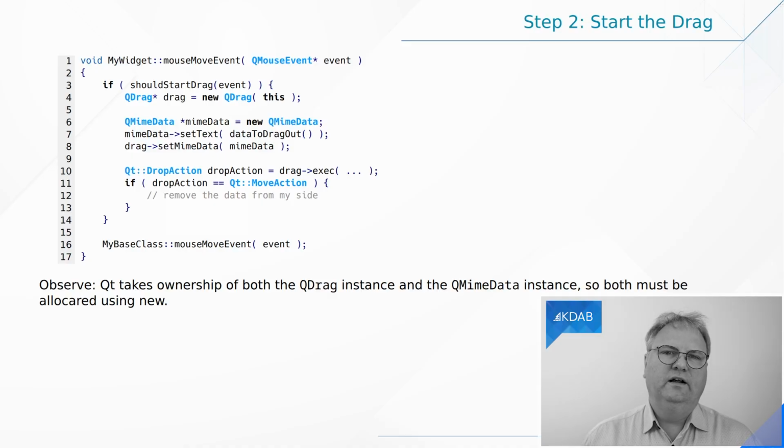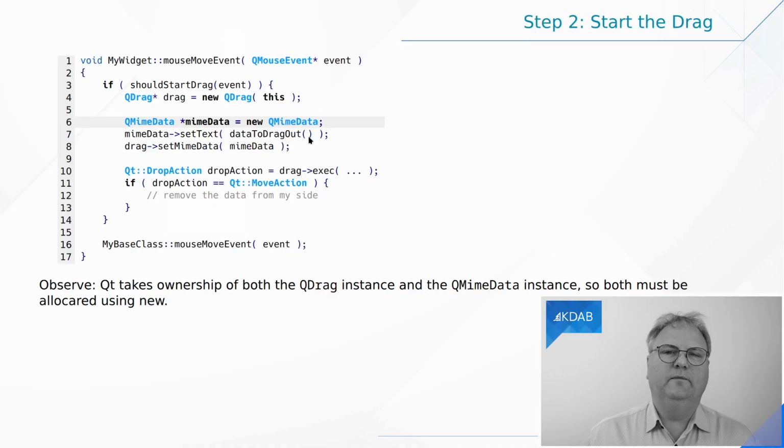So this is what step number 2 now looks like, starting the drag. We have a mouse event, and in our mouse event, we test whether we should start a drag based on the event itself. And if we want to start a drag, then what will happen is that we create an instance of a QDrag object. We create an instance of a QMimeData. That is where the data being dragged out are stored in.